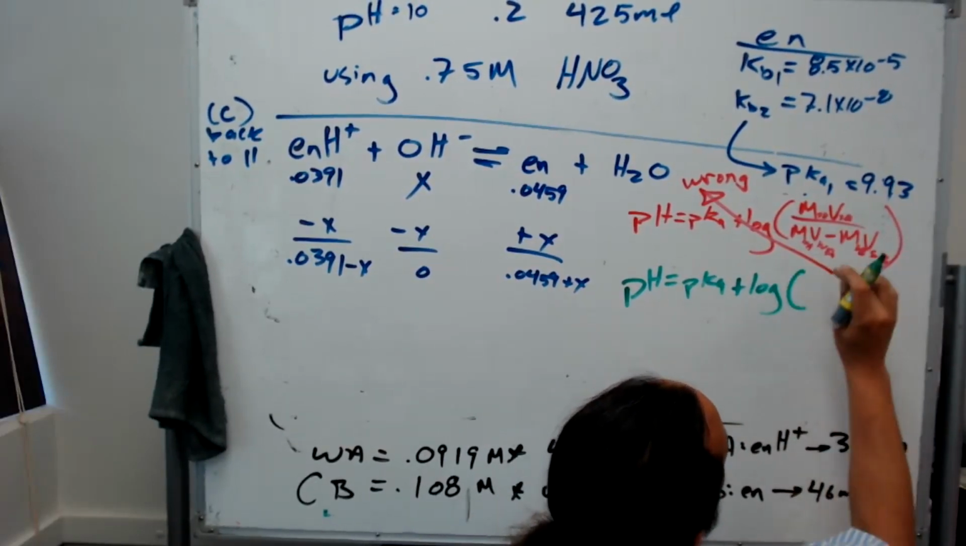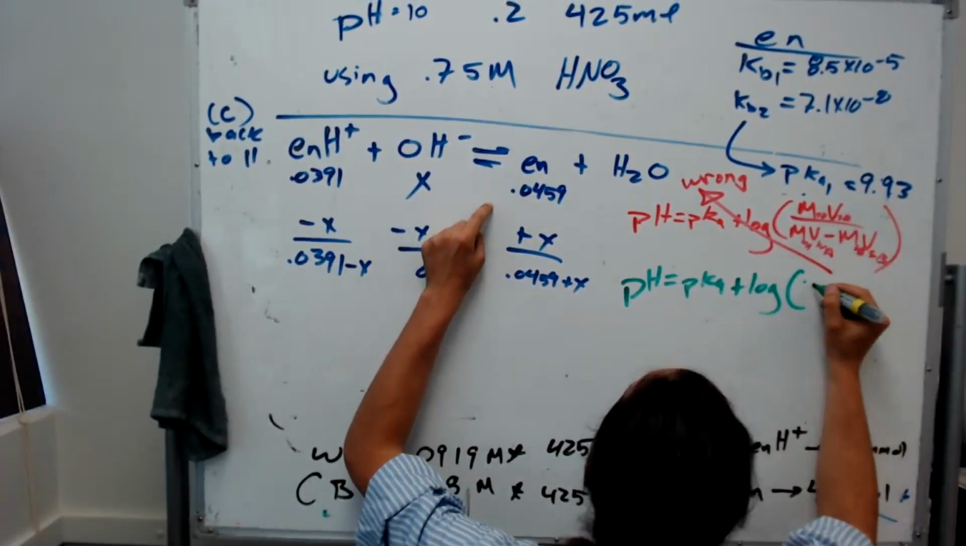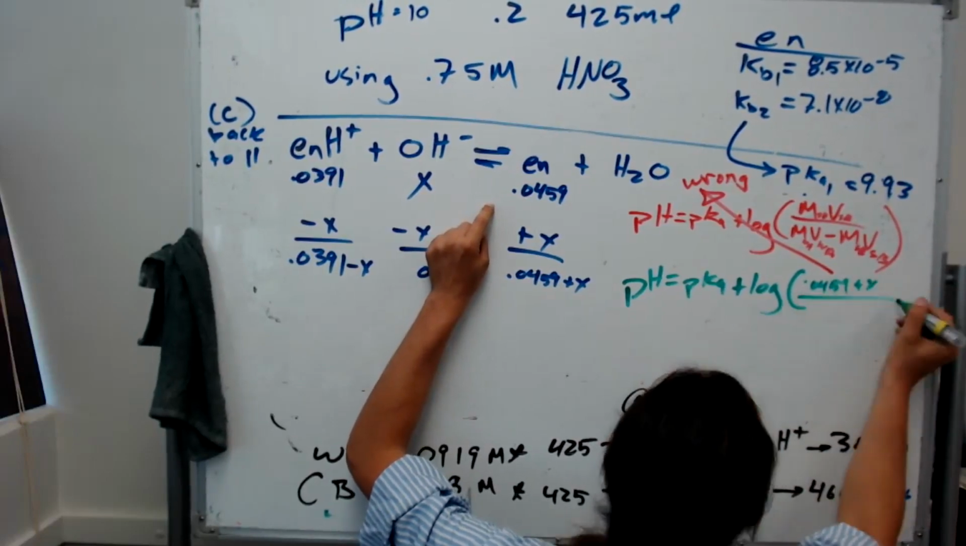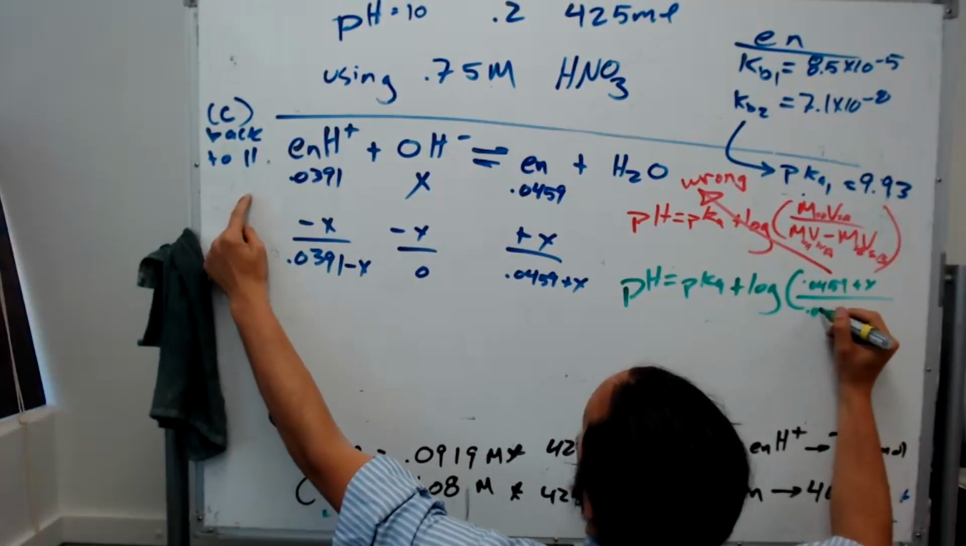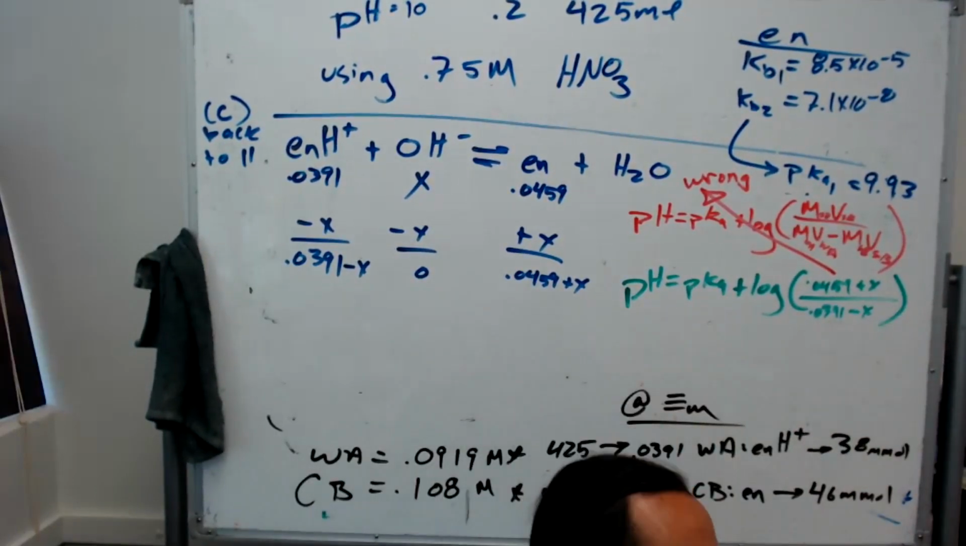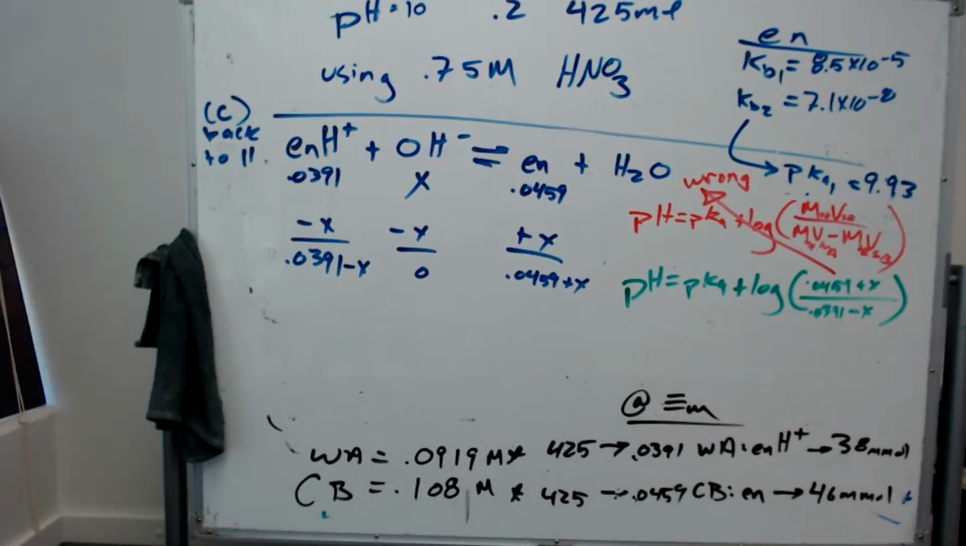I'm going to want my conjugate base, 0.0459 plus x, divided by my weak acid, 0.0391 minus x. Solve for x and you're done. Well, solve for x and you're almost done. That gives you the moles and you convert it to molarity by dividing by, it's close enough. If you solve for x and left it in moles, I'd probably give you 90% of the credit. Maybe even 95% of the credit because you did all the hard work.